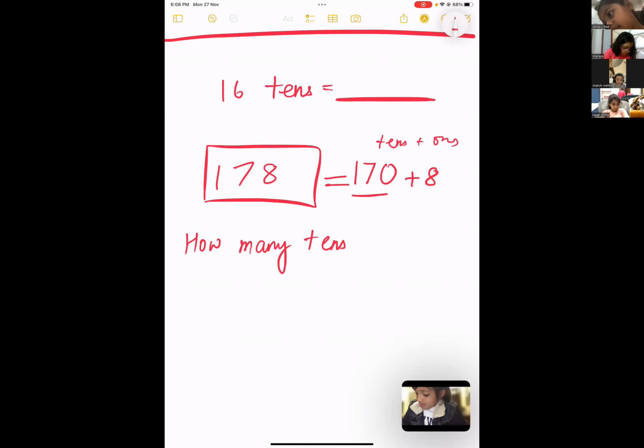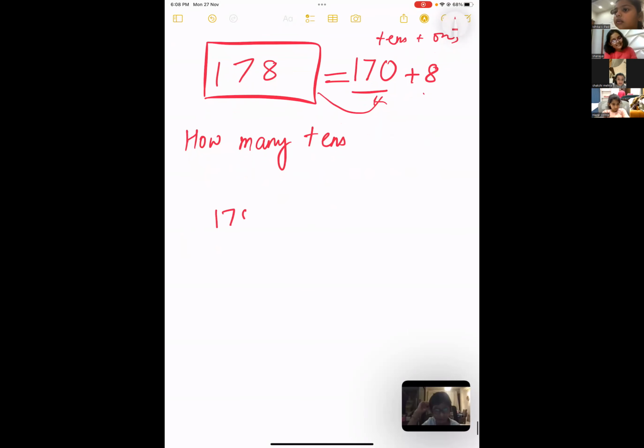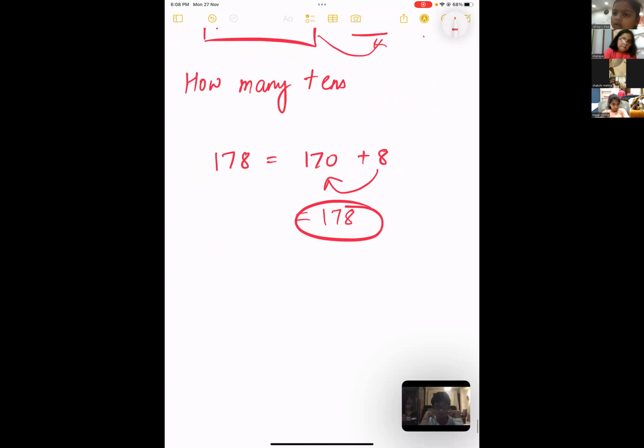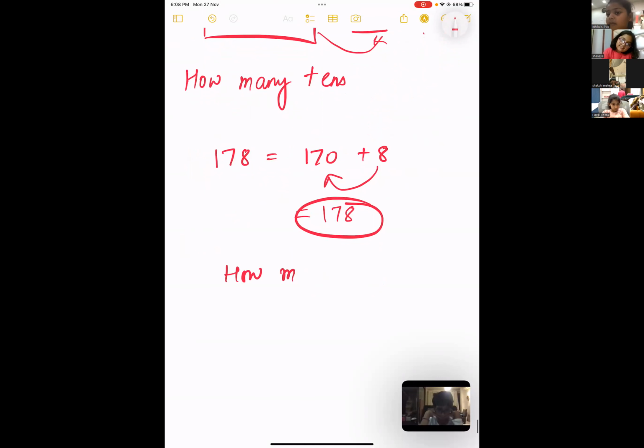So coming back to 178, can I write this as 170 plus 8? No. Who is saying no? Kabir. Why do you think I can't write 178 as 170 plus 8? Ma'am, because it doesn't make any sense. Why doesn't it make sense? If I add 8 to 170, isn't it going to give me 178? Yes. Now my question was, how many tens are there?